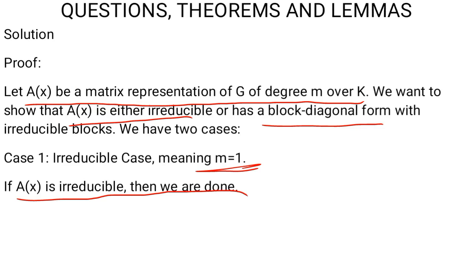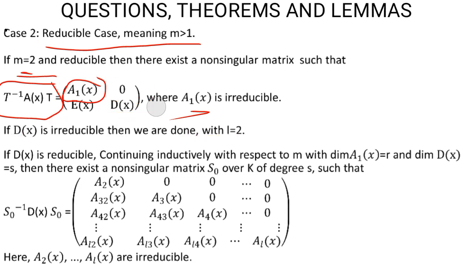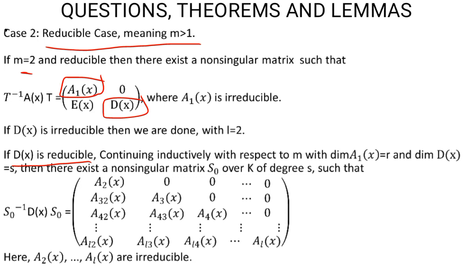Okay, so we have two cases, m equal to 1. The second case is if it is greater than 1. So if it's greater than 1, we consider m equal to 2. If m equal to 2, we'll get this matrix, which is actually BX, but not exactly BX because now we're working with A1 in the first entry there, okay? So this will stop if DX were to be irreducible, but if it's not, then what happens? It means that DX will be reducible. And continuing inductively with m, we set the dimension of A1, so A1 is up here, right, to be equal to r, and the dimension of DX to be equal to s, based on our definition of our matrices from the original question, right?